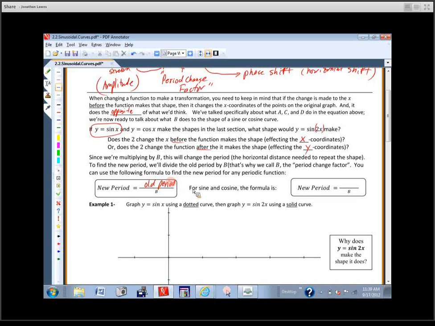Now, for the sine and for the cosine function, does anybody remember what the period was on those? 2 pi. It was 2 pi. Okay? So, just for sine and for cosine. If you're graphing those, the old period is 2 pi, so all you have to do is take the old period, 2 pi, divided by the period change factor. That's going to be our new period. Okay? Any questions so far?